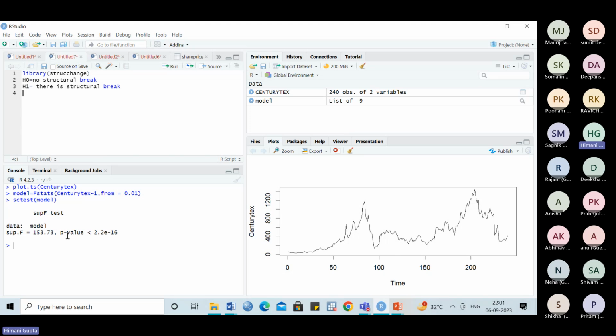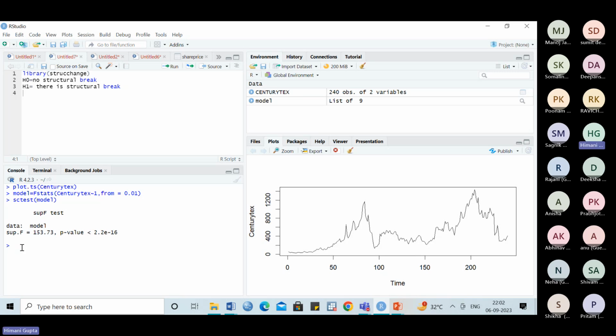Now, you will observe that your p-value is less than 0.05. See, it's E minus 16. That means if you put in decimals, there will be 16 digits to the left, so it will be 0.000002, which is much less than 0.05. If it is less than 0.05, I'll go with H1, and H1 is saying there is a structural break in your data. Now that we have found there is a structural break in my data, I will find out where it is. At what point, in which year, is there a structural break?